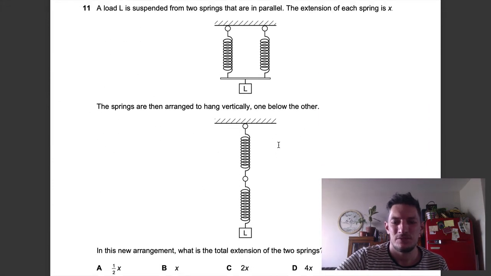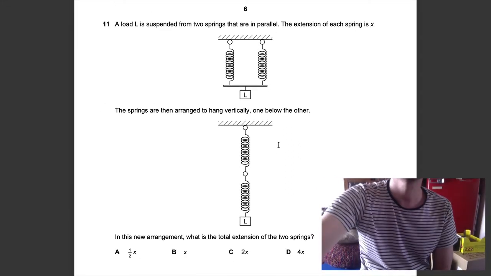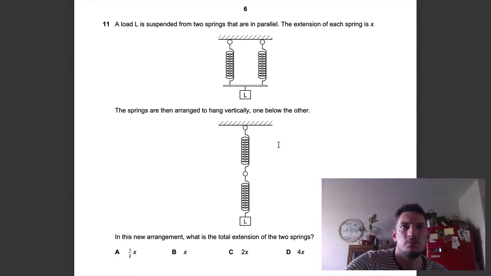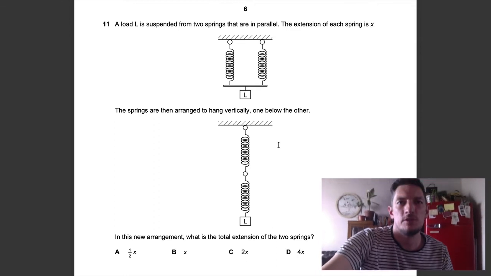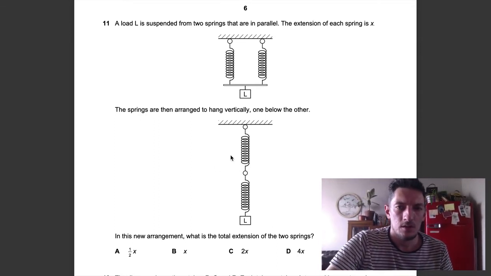Next, another physics question they love to ask. Let's see here. The difference between two springs in parallel and two springs in vertical. Really, if you try this yourself with elastic bands, what you're going to find is when you take two elastic bands next to each other like this, it's going to become twice as stiff, twice as difficult to extend.